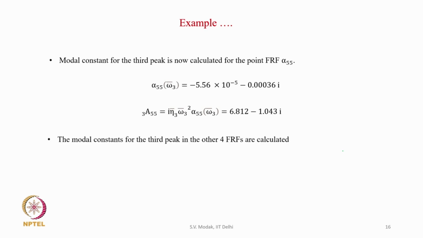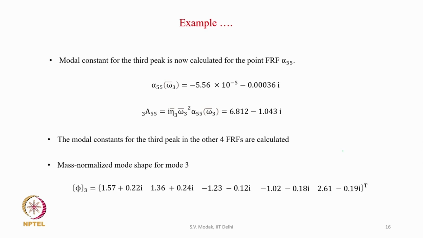Then what we do? We extend this procedure of finding the modal constant to the third peak in other FRFs. So, we need to repeat this procedure for the remaining 4 FRFs. Once that has been done, we can determine the mass normalized mode shape as we discussed previously. From all these modal constants we can find the mass normalized mode shape, and that mode shape turns out to be this. You can see it is a column vector with 5 elements, because there are 5 FRFs we measured corresponding to the translational DOFs at 5 test points on the cantilever structure. So, we get a third mode shape consisting of 5 elements.